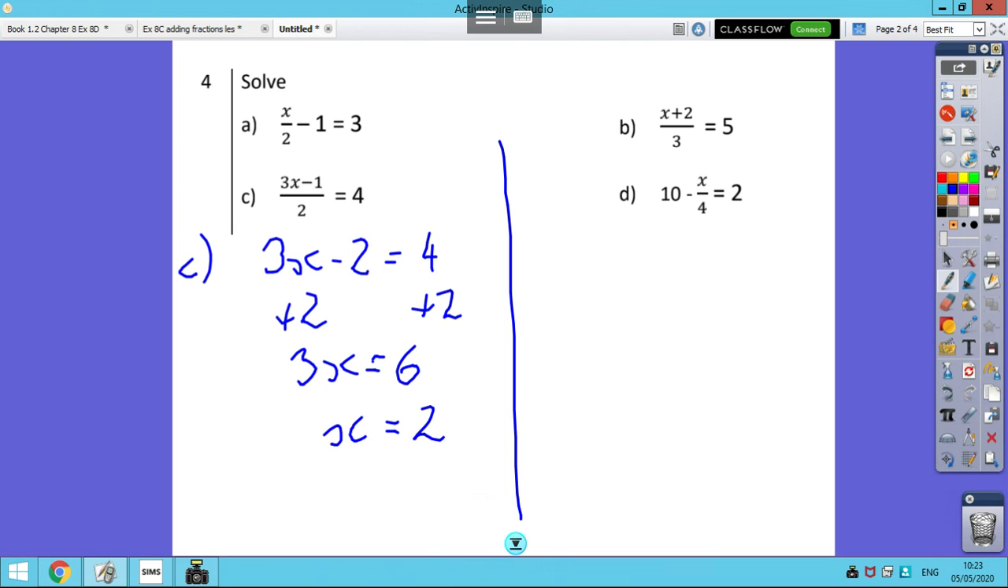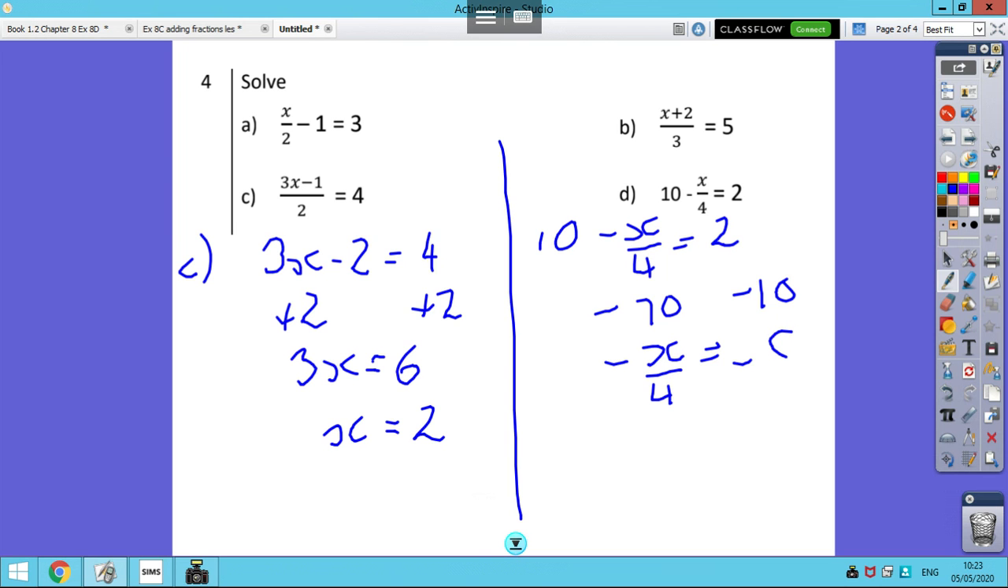Last one, D, this is probably the most complicated one because your x is actually minus. So what I would do, let me just write it out again. The first thing I would do is take away that 10. So I've got minus 10 from both sides. And I get minus x over 4, because that x is still minus, and 2 take away 10 is minus 8.